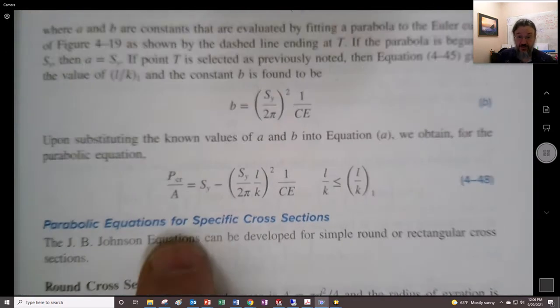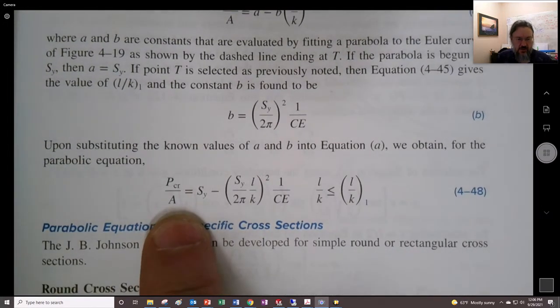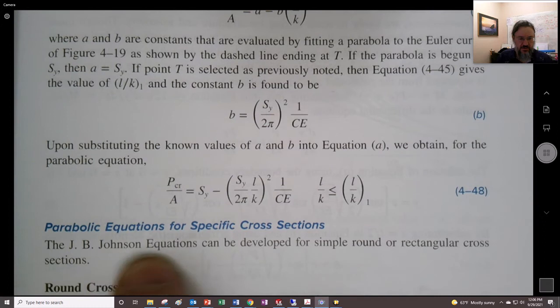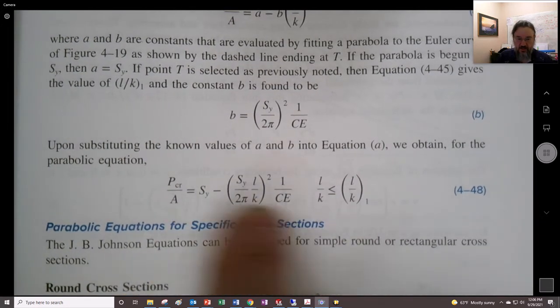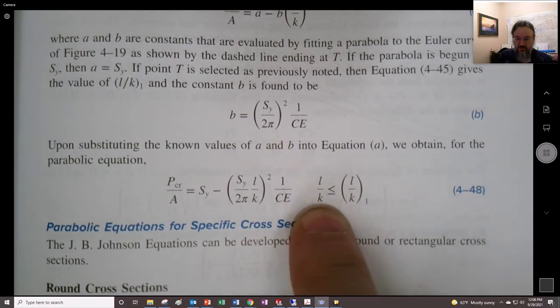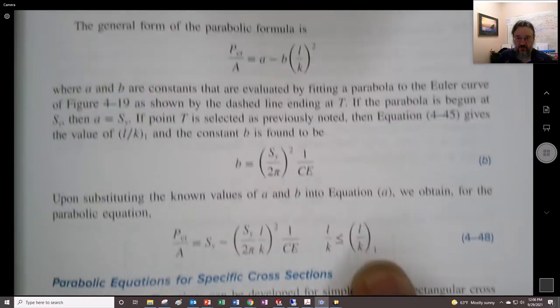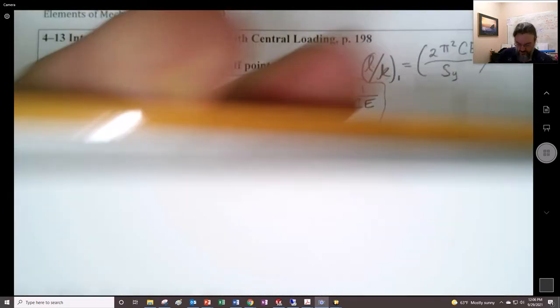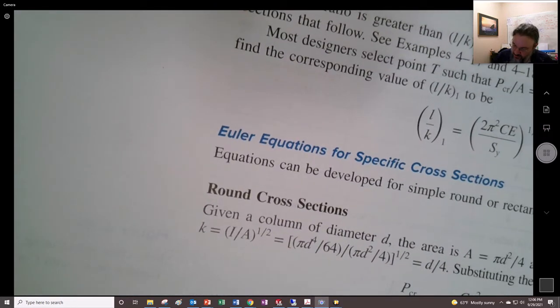And right here he is. Here's the Johnson equation. And do they call him the Johnson equation? Okay, yeah, the Johnson equations can't be developed. Okay, so right there is the other method, right? So then we use that when the L over K is less than L over K1, right here. So the other equation we want to look at right here is L over K.